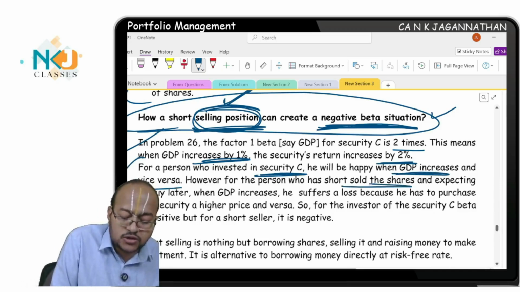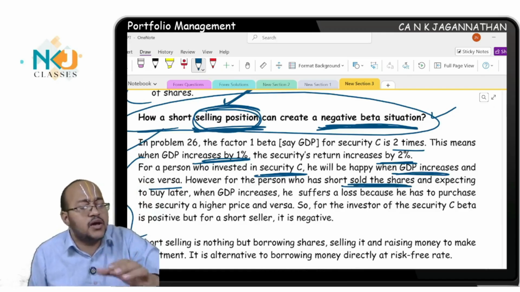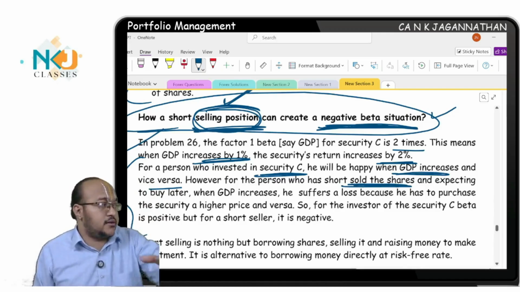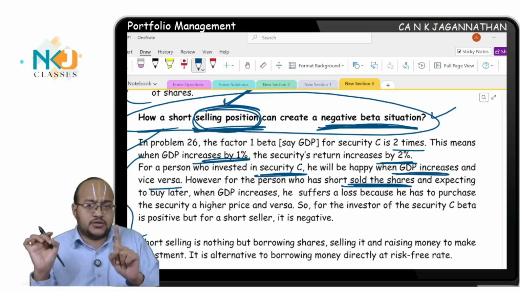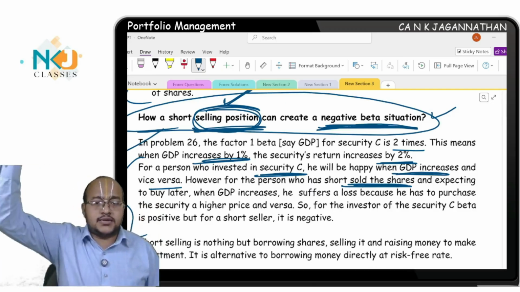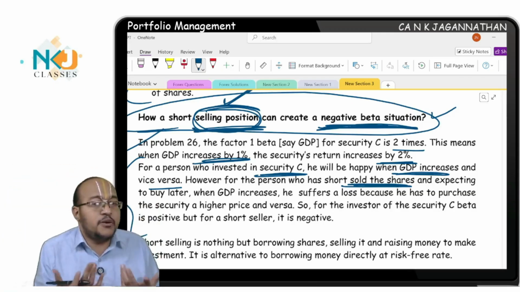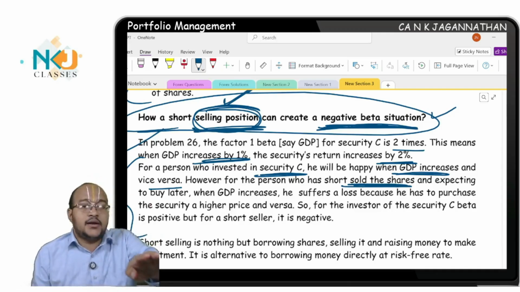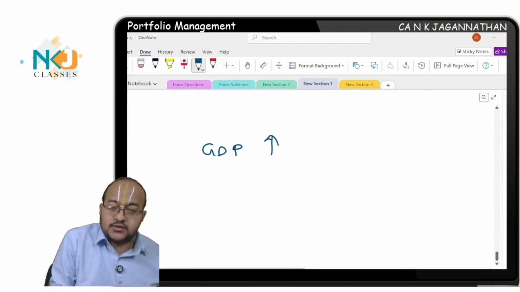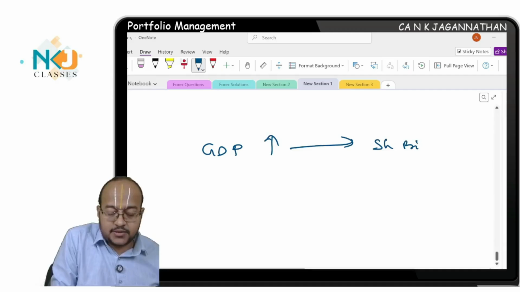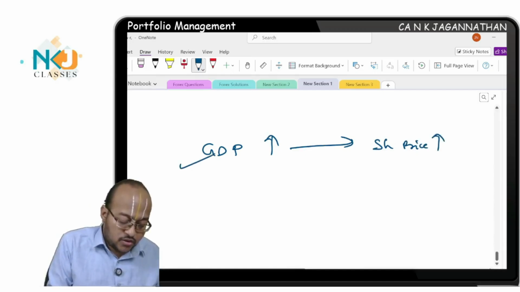However, for the person who has short sold the shares, you need to understand how it is creating negative beta. Very simple. You have sold the share. If you had bought the shares, and taking one macroeconomic factor, assume GDP, if GDP increases, the share price also increases. Correct? If you have taken the buy position, it will be favorable. But if you have sold the share, I'll show you. GDP increases. What is the impact? Share price increases.